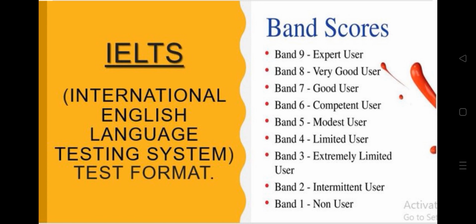IELTS stands for International English Language Testing System. In this test, you will have 1 to 9 band score according to your requirement. Band 9 means expert user, band 8 means very good user, 7 means good user, 6 means competent user, 5 means modest user, and if you get 4 band, it means you would be a limited user. Band 3 means extremely limited user, band 2 intermittent user, and band 1 non-user.